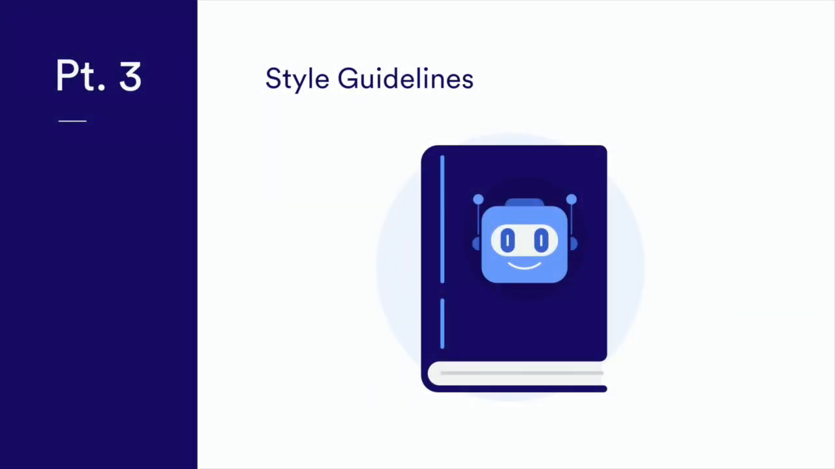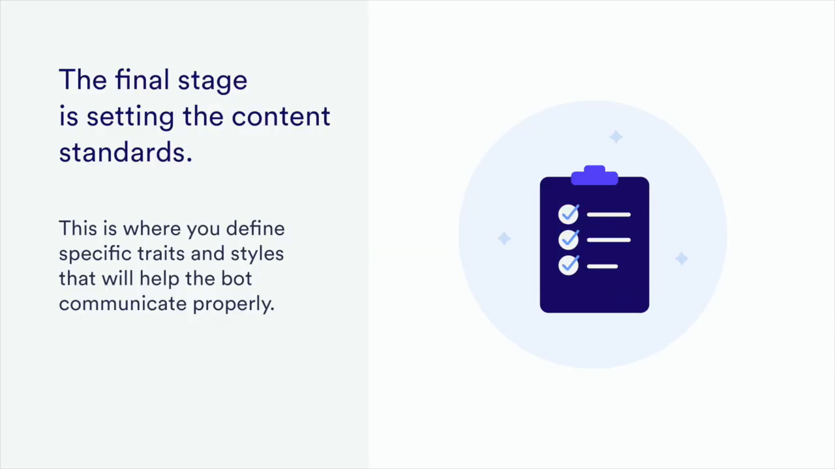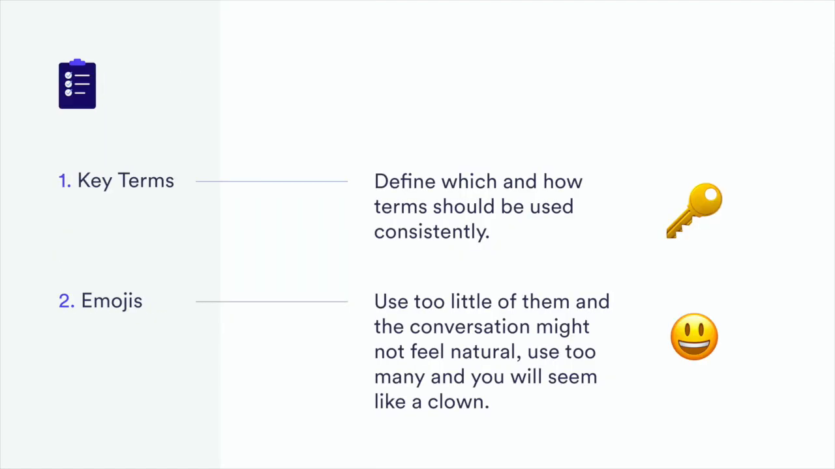The final stage is setting the content standards. This is where you define specific traits and styles that will help the bot communicate properly. There are many things that you can add to this list, but I want to share some of the most important aspects of a content style guide. Now, the first thing you need to look into is key terms. Define which and how terms should be used consistently. Are there any keywords your customer wants to use? Is there a way to create brand awareness through specific words or phrases?